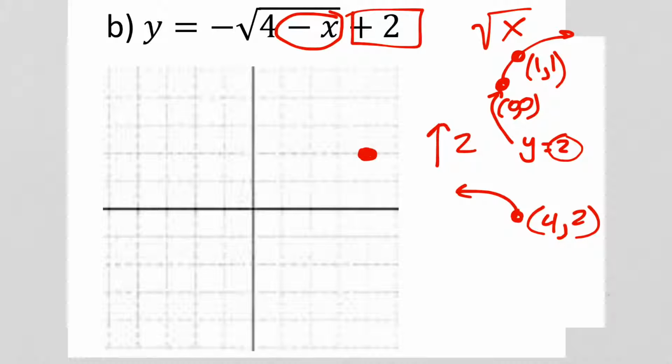Are there any other transformations I need to be aware of? Yes, there are. Look out front. Negative. Negative in front of a function, what does it do? It flips it down. So instead of going up like that, I'm going to be going down like that. So let's get rid of that top thingy. I'm looking at that bottom thingy.